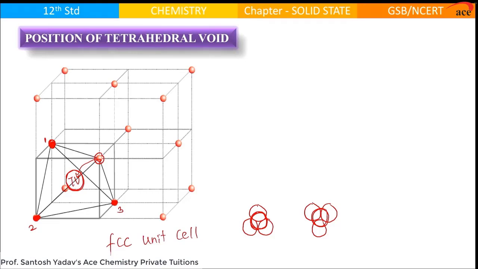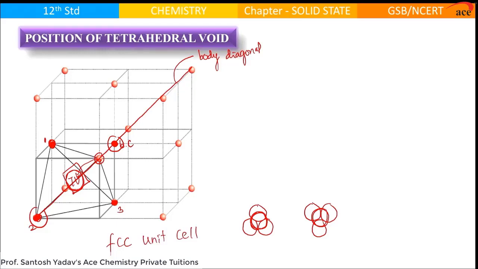Better imagination is from here to here. If you draw a line, it is called the body diagonal. On that body diagonal, this is the body center, I will write BC, and this is your sphere. The void that you get between the body center and the sphere will be called a tetrahedral void. So, a tetrahedral void is like this.